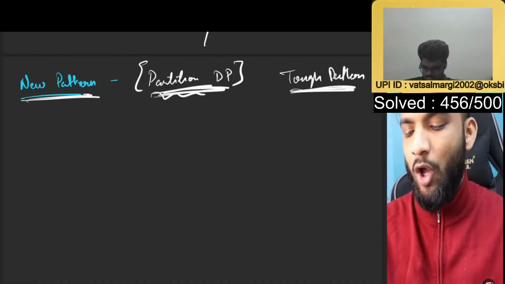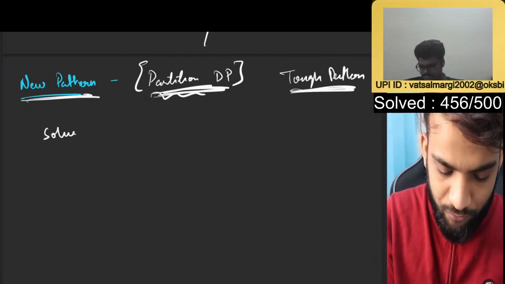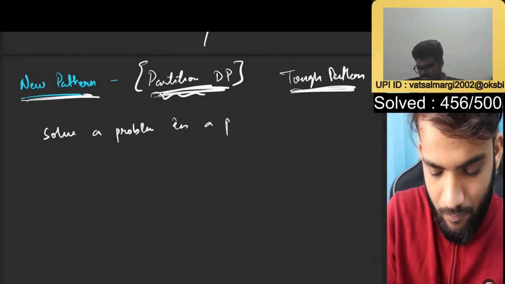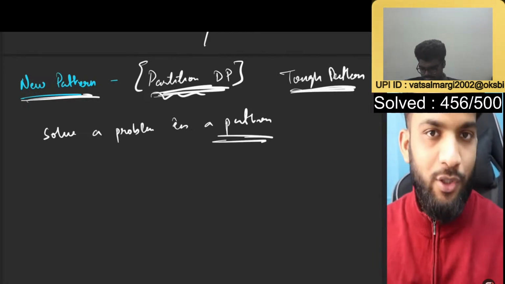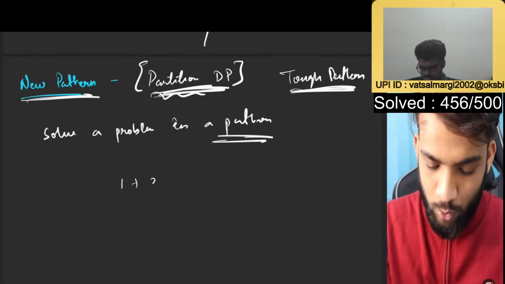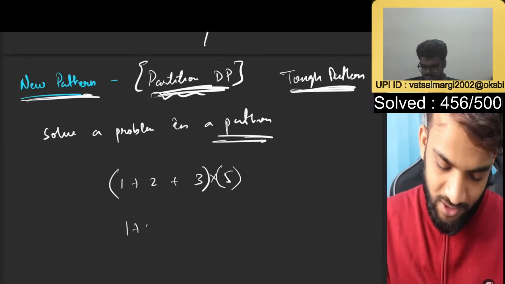Generally, in all the problems where you're asked to solve a problem in a particular way, remember this: solve a problem in a pattern. Now, what is the pattern? For example, whenever you do mathematical calculations, assume you have been given something like 1 plus 2 plus 3 into 5. But if you put brackets like this, then the answer is different. And if you put them like this, then the answer is different again.